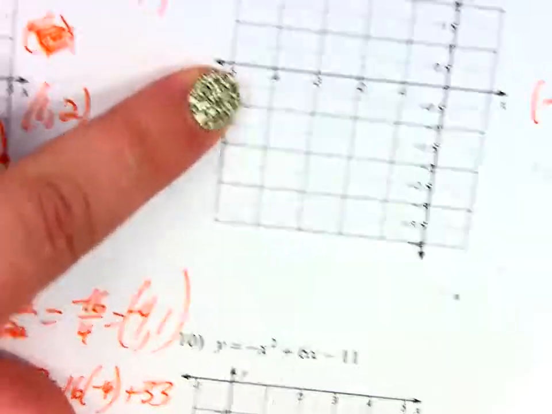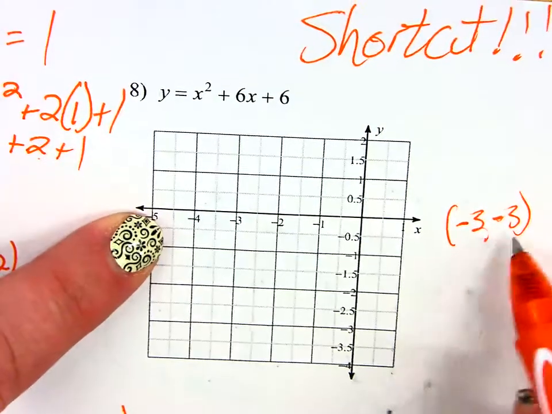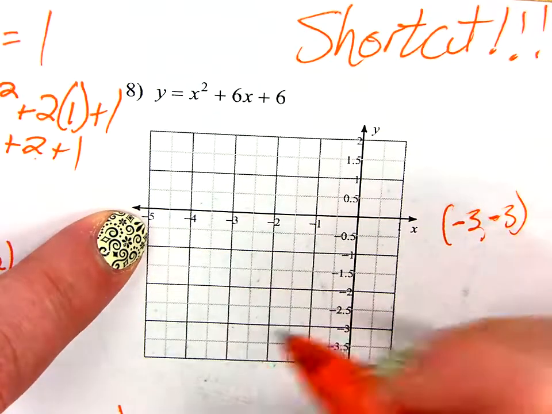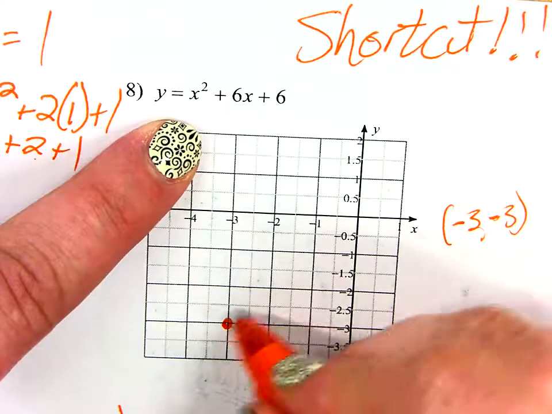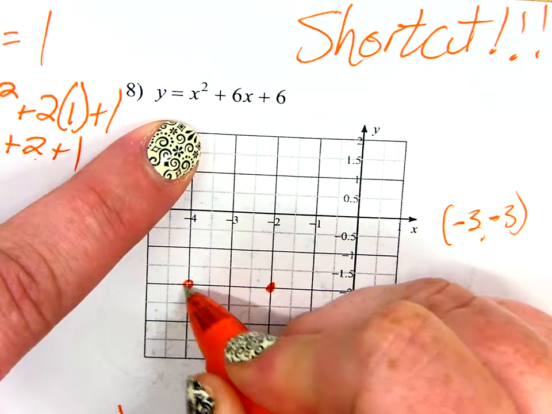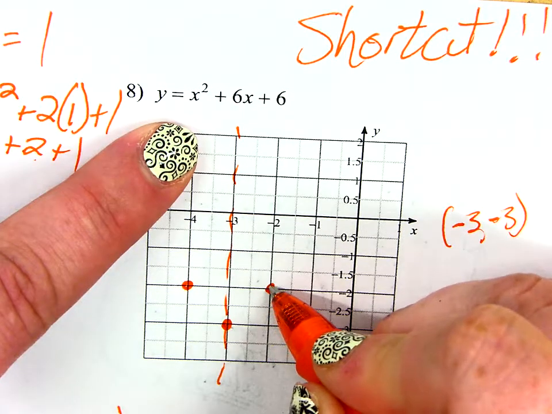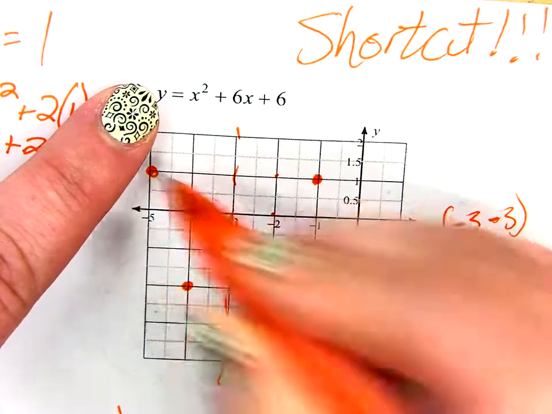So I can graph number 8 so fast, once I know where the vertex is. We did that yesterday. Find the vertex, -3, -3. And since this one is up like a cup, I just go up 1 over 1. And there's my first one. And then from that dot, I go up 1, 2, 3 over 1. Buy 1, get 1 free.